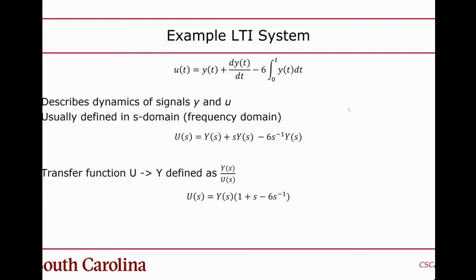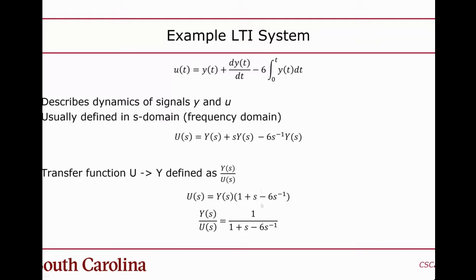For instance, I can take the right-hand side of the equation and factor out Y of s, because all the terms on the right-hand side are multiplied by Y of s. So I can say Y of s times, in parentheses, 1 plus s minus 6s to the minus first power. Then I can divide both sides by U of s, which gives me Y of s over U of s on the right-hand side, and then divide both sides by 1 plus s minus 6s to the minus 1.